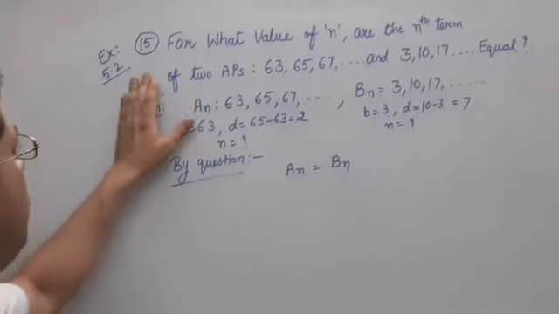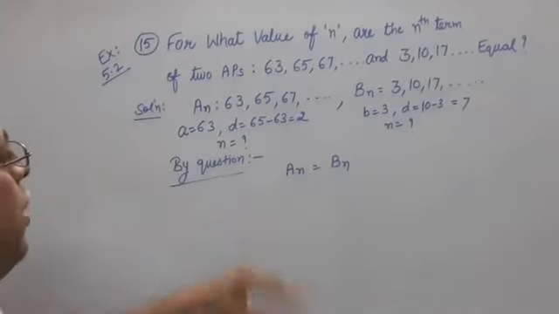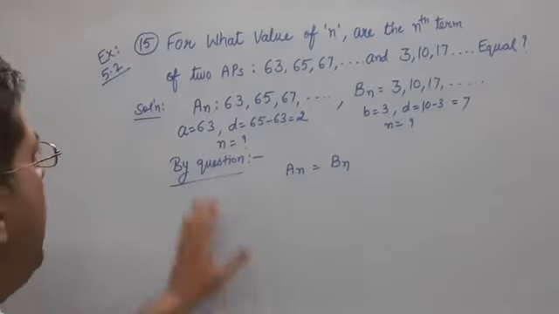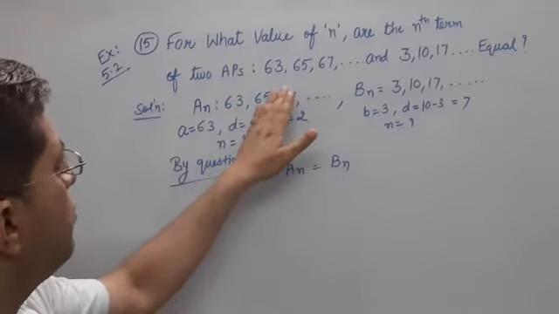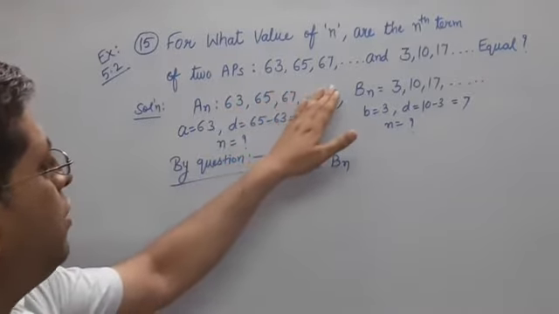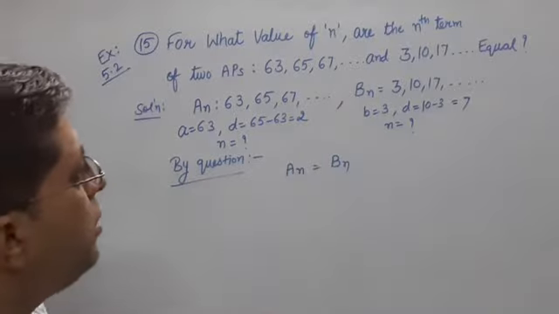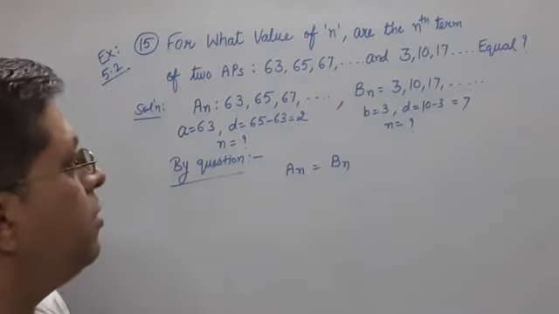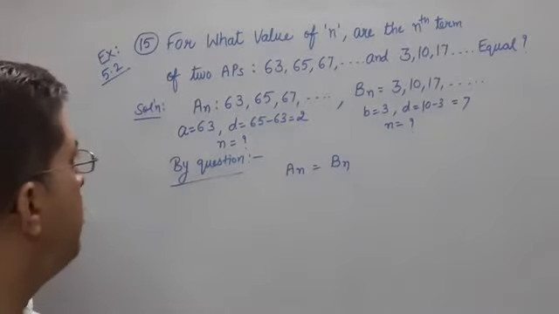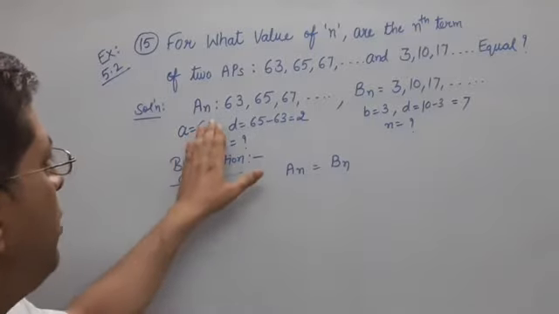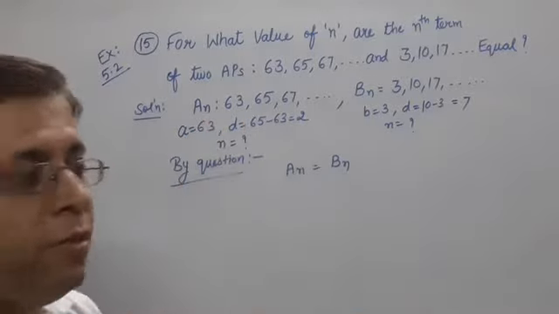Exercise 5.2, question number 15. For what value of n are the nth terms of two APs, 63, 65, 67 and so on, and 3, 10, 17 and so on, equal? Okay, now two APs, let's say one AP is AN, the other AP is BN.